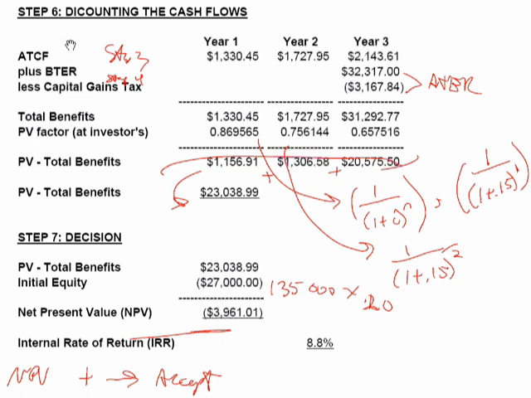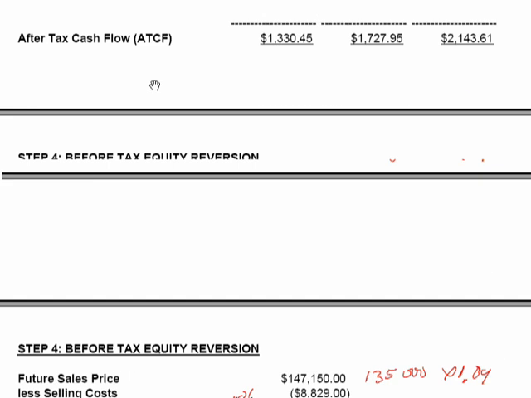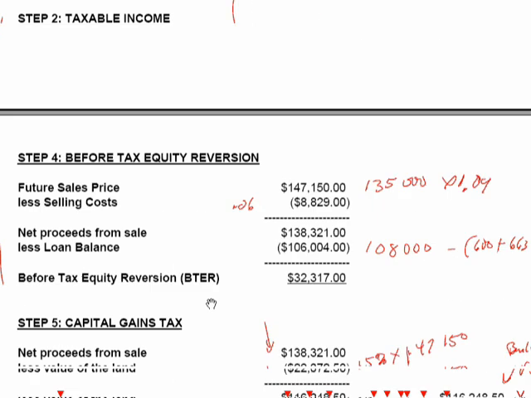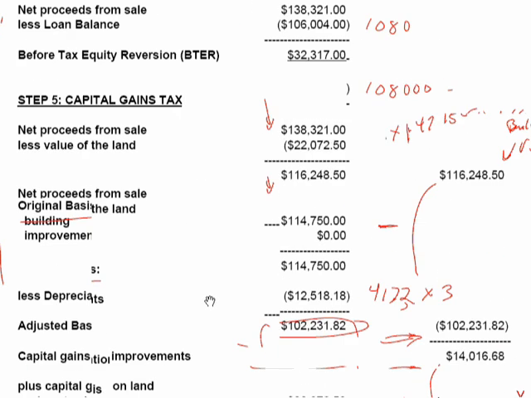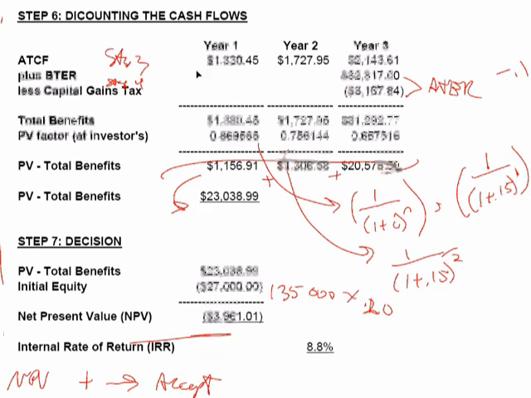And so step 6, discounting the cash flows, I suggest setting up a table, years 1, 2, and 3. And let's first bring our after-tax cash flows from step 3. So if you go back to step 3, all we're doing here is taking the after-tax cash flows that we calculated for years 1, 2, and 3 and organizing them on our table. So after-tax cash flows from step 3, years 1, 2, and 3.